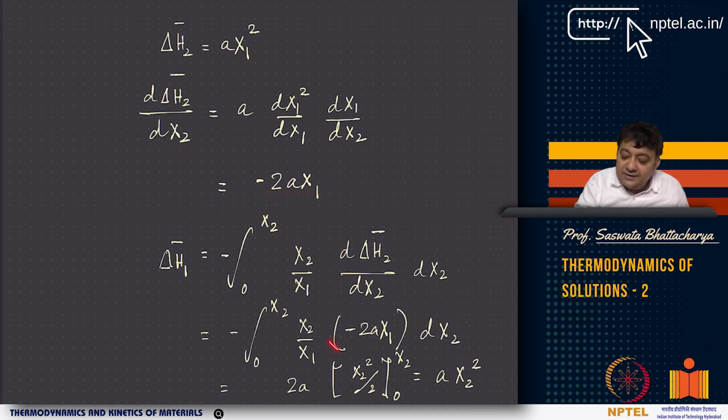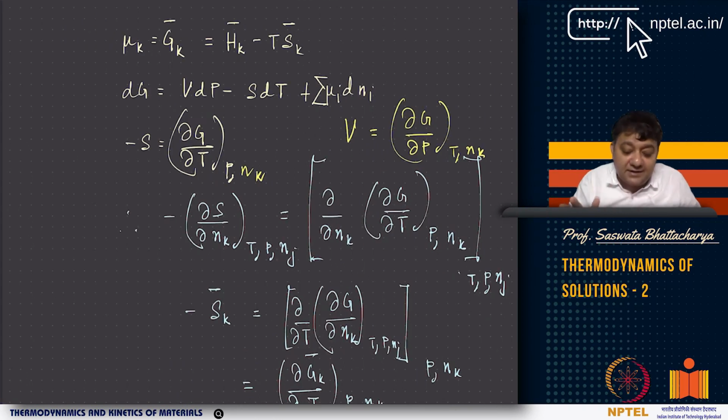So you plug in minus 2 x1; 2a is common, there is a minus sign here, minus becomes plus, 2a goes common, and you have x2 dx2 times x1 by x1, you can cancel, and then you get x2 dx2, which is x2 square by 2, and with the limits 0 to x2, that is nothing but x2 square. So delta H1 bar comes out to be a x2 square, and you are getting it if you know delta H2 bar, right. That's the idea.